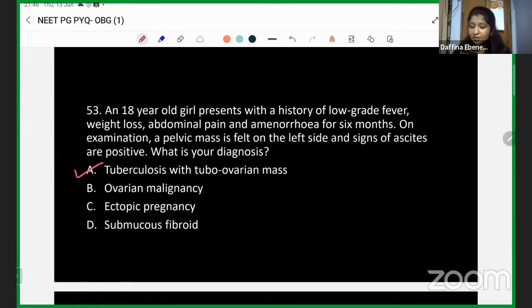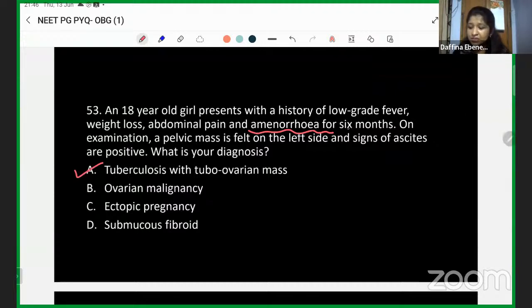This also is more like a diagnosis of exclusion only. There's no specific criteria by which TB can present. You look at the clinical features, what matches your diagnosis. Fever can be present in ovarian malignancy. Weight loss can be present. Abdominal pain can be present. The only thing that will not be present is the amenorrhea component. Very rarely do malignancies, especially ovarian malignancies, present with menstrual irregularities. Pelvic mass, signs of ascites, all these can be present in ovarian malignancy also.